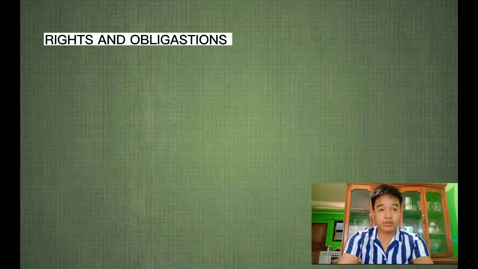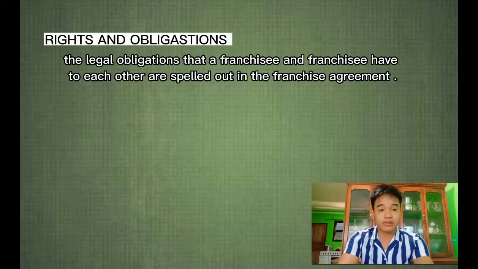Third, we have rights and obligations of the parties. The legal obligations that the franchisor and franchisee have to each other as spelled out in the franchise agreement. For a business relationship to work, both sides need to understand their business obligations in establishing a successful company. It is the skill, experience and determination that both the franchisor and franchisee bring to the table that help to make franchise arrangements profitable.